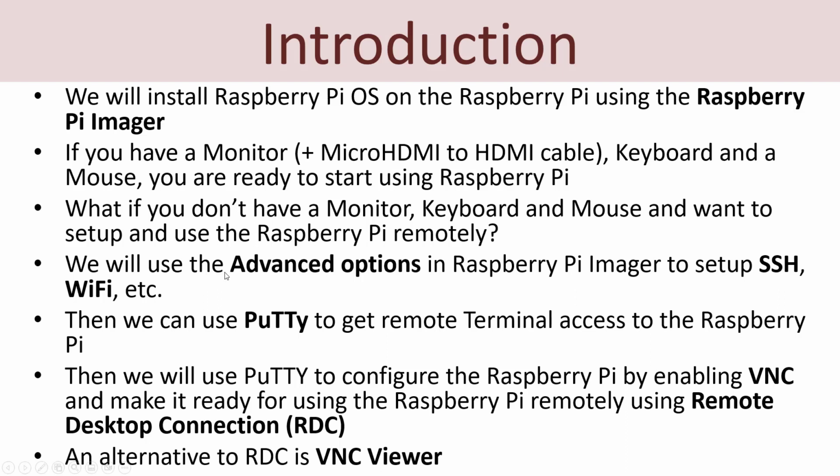So then I will use the advanced options in the Raspberry Pi imager, and then I will set up SSH, Wi-Fi, etc. And then in the next step we can use the PuTTY software to get remote terminal access to the Raspberry Pi. And then we can use PuTTY to configure the Raspberry Pi by enabling VNC and make it ready for using the Raspberry Pi remotely using remote desktop connection. And as mentioned, we will also show an alternative using this VNC Viewer. So basically that's the contents of this tutorial.